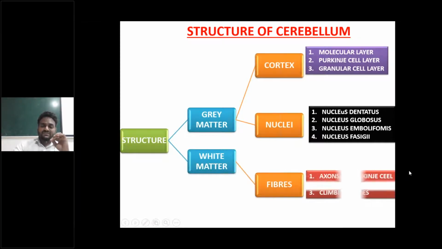And you know the fibers form the white matter of the cerebellum. So what are the fibers here? Mossy fibers, climbing fibers, Purkinje cells. So this is the structure of the cerebellum.